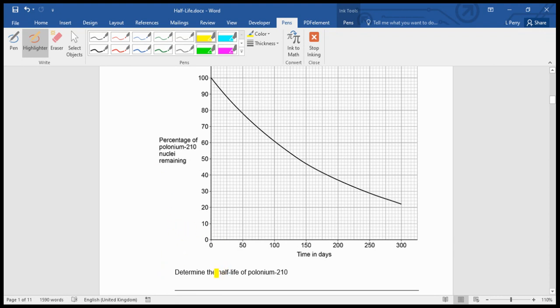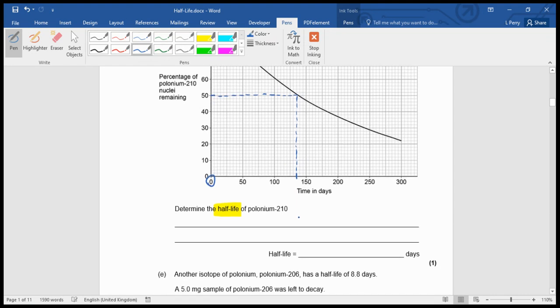Determine the half-life of polonium-210. I am being asked, how long did it take to halve? So it started at 100 at time 0. Half of 100 is 50. I go across. I go down, making sure I stay on the same line. If I wasn't doing this on the computer, I'd be doing it with a ruler to make sure I stayed on the same line. And I end up here.